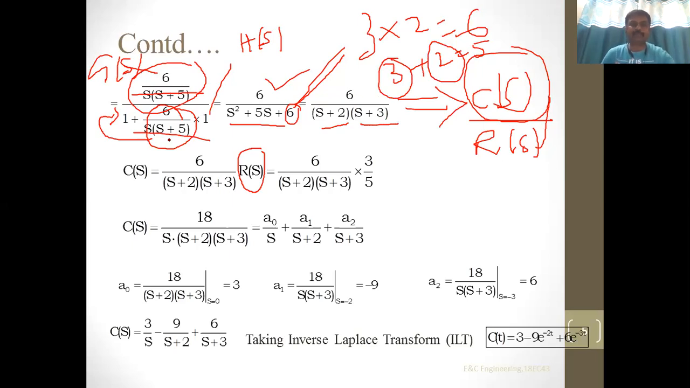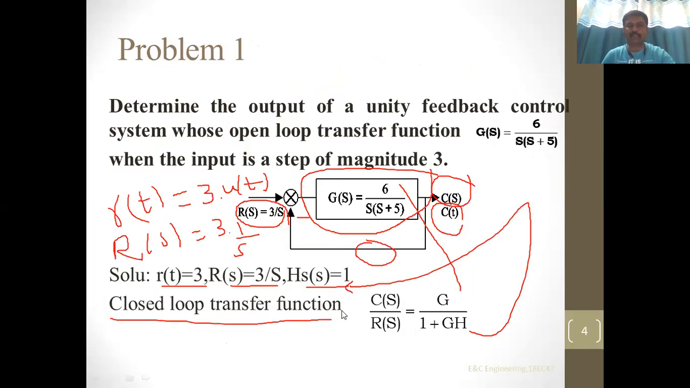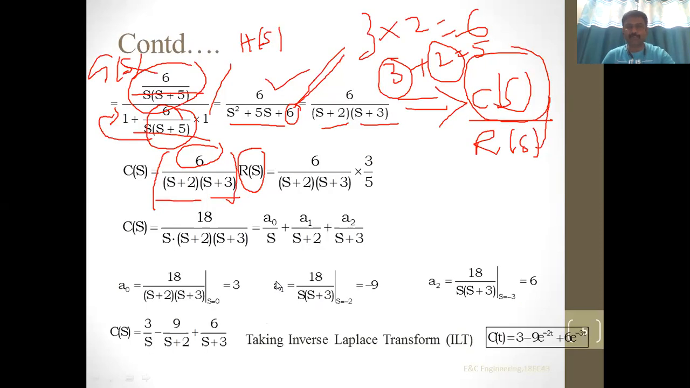Next step, C of S is equal to 6 divided by S plus 2 into S plus 3, this whole term into R of S. What is R of S? R of S as per this is 3 by S. If I substitute the value of R of S, this is 3 by S, not 3 by 5. Next, if I multiply 6 into 3, that is 18. 18 divided by S into S plus 2 into S plus 3.